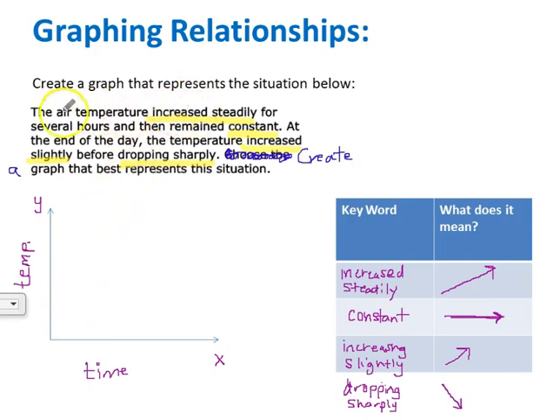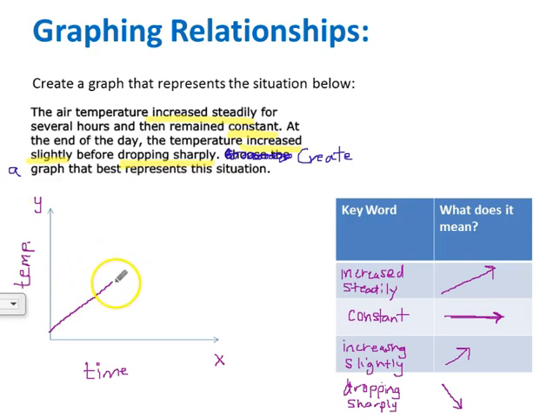So we start at the beginning. The air temperature increased steadily. So as we move through time, we're going to move to the right. So here we're starting, and the temperature increases steadily. So it's increasing at the same rate. It's not increasing steadily and then really quickly increasing. It's just steadily increasing. So we're going to have a linear line here to show that it's increasing steadily for several hours.